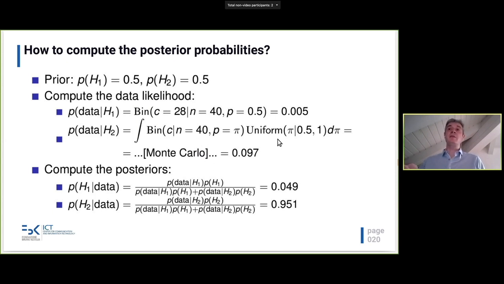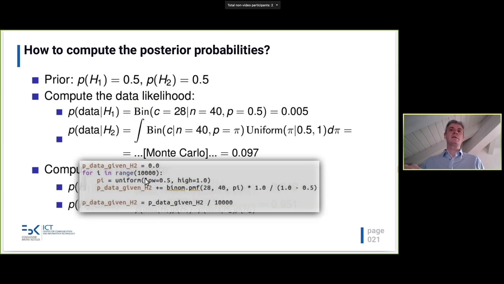Now, just to clarify a bit, what does Monte Carlo mean here? It means something very simple. We can approximate the integral by a summation, or just averaging values. We draw, let's say, some thousand random values from this uniform distribution, plug them into the binomial, and average this quantity. In Python code, for example, this is just a few lines.